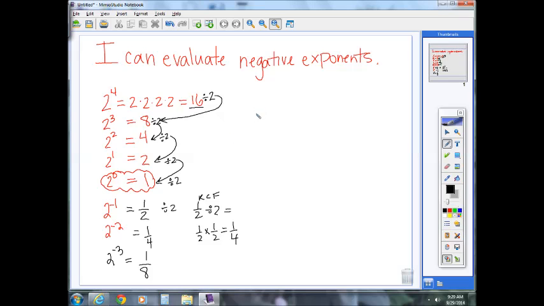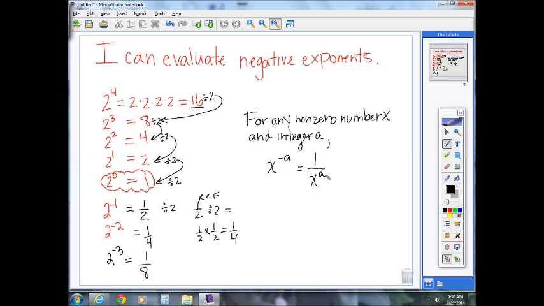So let's write the algebraic rule for this. For any non-zero number x, and integer a, x to the negative a power equals 1 over x to the a.